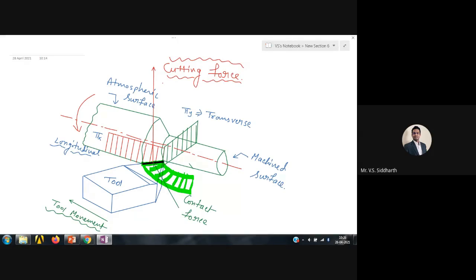See, cutting force means this tool will exert a force on the workpiece and the workpiece will exert a force on the tool. So in this direction only, it will act. Because along this entire edge, here also one cutting force will act, here also one, here also. But in general, I am representing it with one line. So the direction in which the cutting force will be acting will be perpendicular to the edge and along the edge.